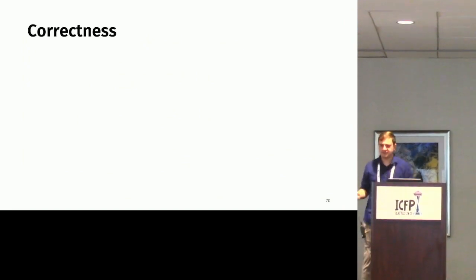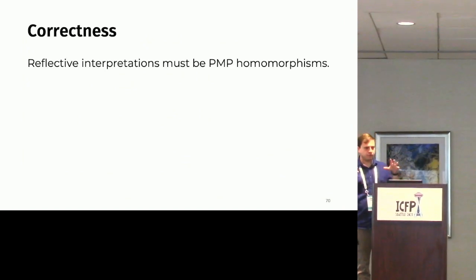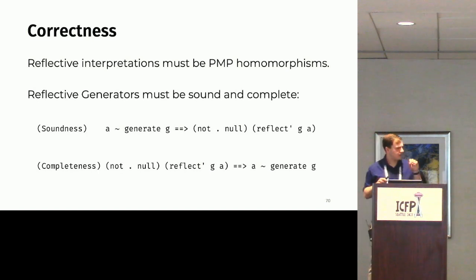How do we know these things are correct? What does it mean for any of this to be correct? Well, so first there's correctness criteria for the interpretations, right? We need them to be partial monadic profunctor homomorphisms, and there's details on that in the paper. And we also want to make sure that each reflective generator is itself sound, because you can write an incorrect annotation in your reflective generator that type checks. And so we have these soundness and completeness properties.